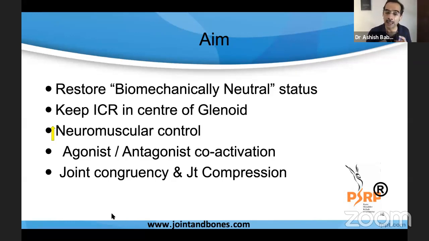So what I mean by biomechanically neutral at the end of my talk is that the head of the humerus is centered on the glenoid. If you ask me what PSRP does, it does very much. It brings the head of the humerus back to the center of the glenoid. It's easier said than done. To do that, you have to correct the scapular kinesis. You have to restore the balance between the subscap and infra, which is already imbalanced.